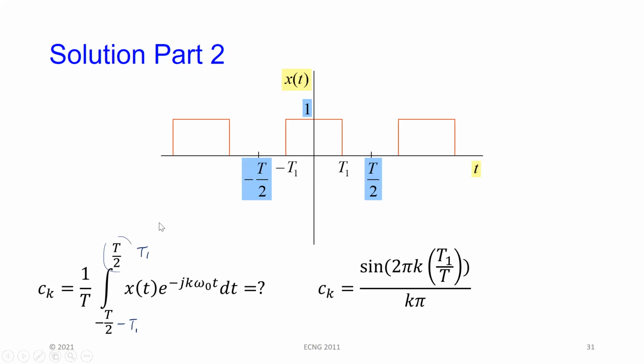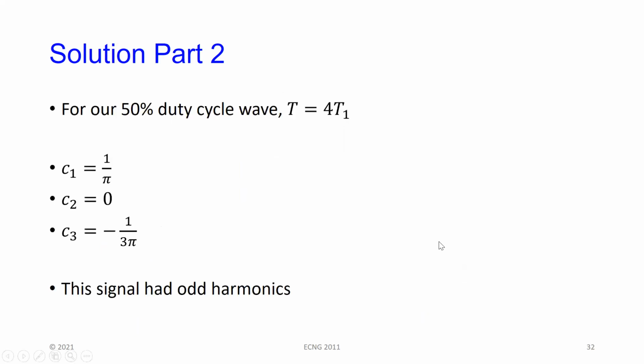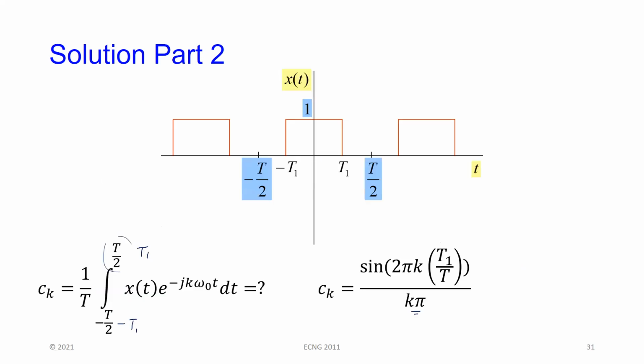If you do that very carefully, you're going to get that Ck is going to be something which is sine of 2 pi k t1 over T. Remember, t1 over T has to do with the duty cycle, over k pi. So C1 is 1 over pi. Everybody following so far, right? You understand what we're doing? I mean, this is kind of moving forward from what you would have covered already. Anybody not following?